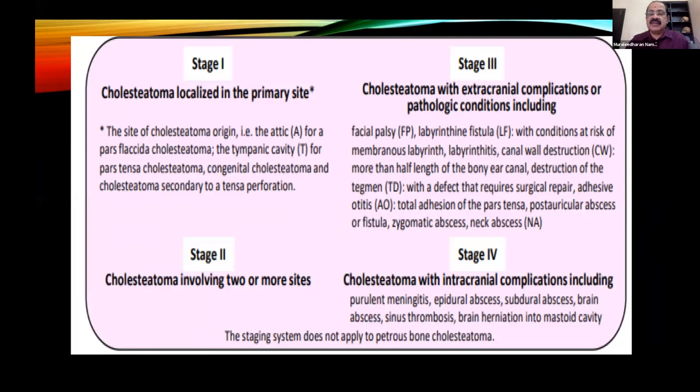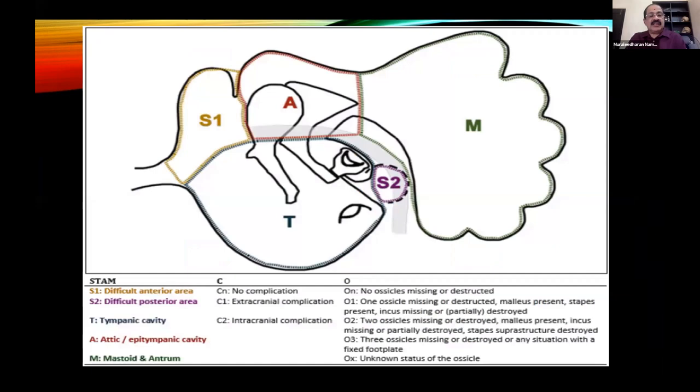And when there are intracranial complications, it becomes stage 4. Now, one classification is the STAMP classification. STAMP is, S stands for the sinus tympani or the supratubal recess, the difficult areas. T is for the tympanic cavity, A for attic, and M for mastoid. This is a STAMP classification. But later on, they have included C and O.